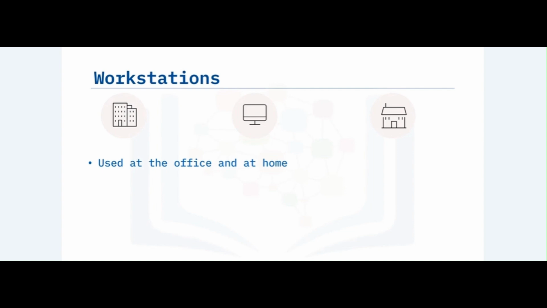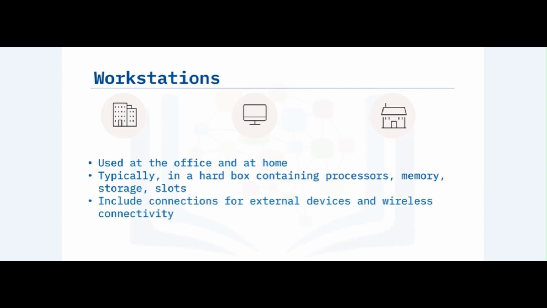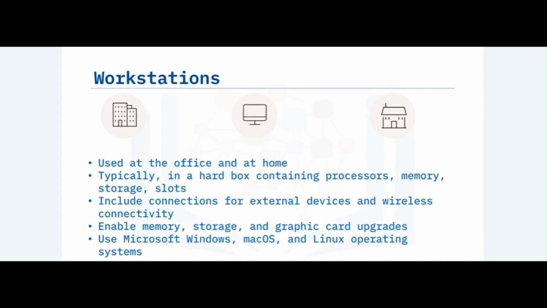Let's explore workstations. Workstations, used both at the office and at home, are what most people think about when they think about a desktop computer. Also categorized with personal computers, these devices are typically in a box that contains a system board with a processor, memory, storage, and slots for add-on cards for additional functions. Their motherboards have ports that support monitors, keyboards, mice, microphones, printers, speakers, and other devices, as well as onboard cards for wireless connectivity. Many newer devices enable memory, storage, and graphic card upgrades. These devices use Microsoft Windows, macOS, and Linux operating systems.